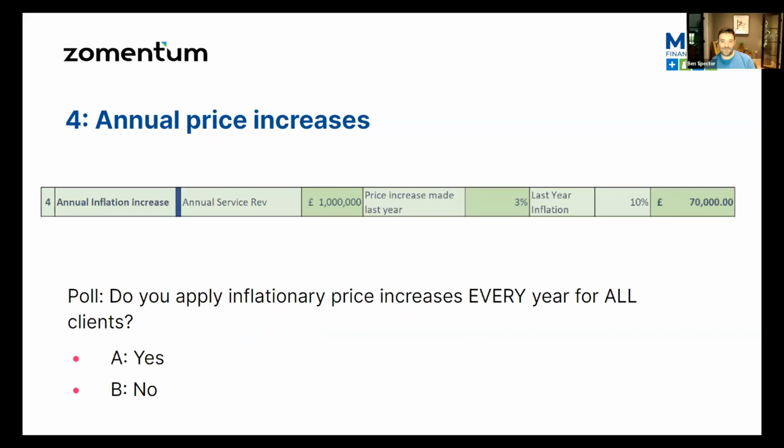Annual price increases. Oh, so I'm going to start the poll. People can answer the poll while you explain what it all means. Yeah. Very excited by the polls. So straightforward. Annual price increases.